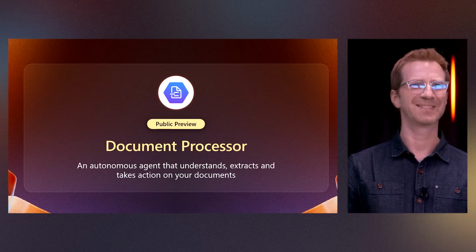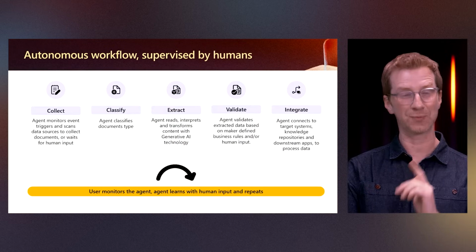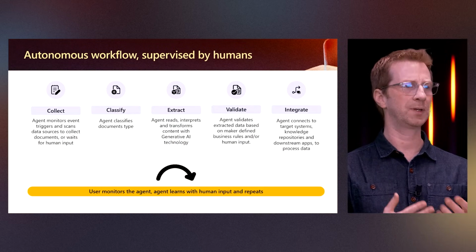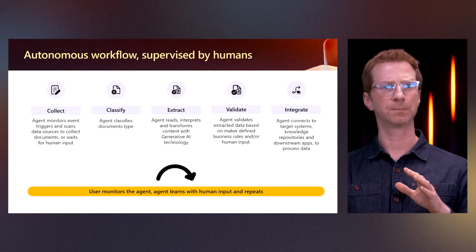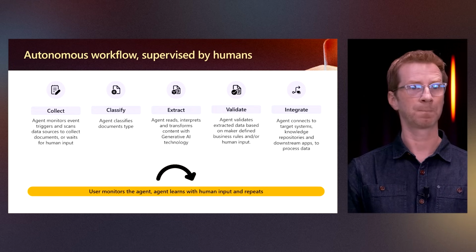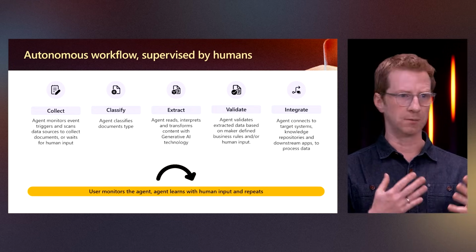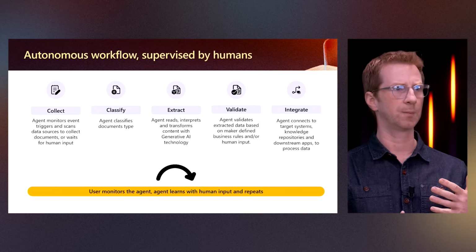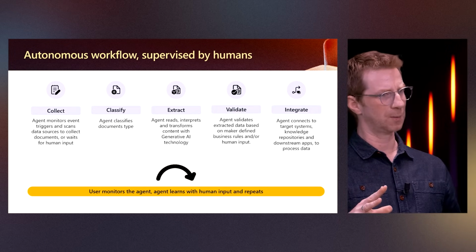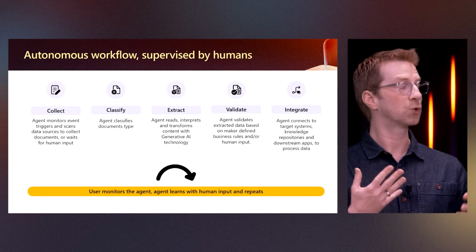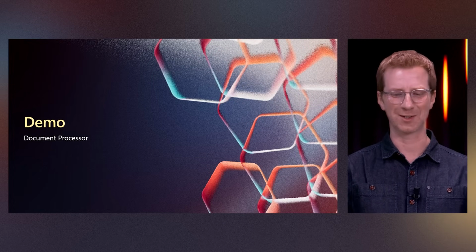That seems amazing. I want to see the demo now. It is. All right, so let's go into the demo. But just before we go into the demo, I want to give you a bit of background on what this agent does. It's going to follow a typical workflow for document processing: collecting documents from different sources, classifying the document, extracting content from it, validating it, and integrating it into a downstream system. It's going to do all of that autonomously, but with a human controlling and validating what it's doing. Nice. Okay, so now we can go into the demo.